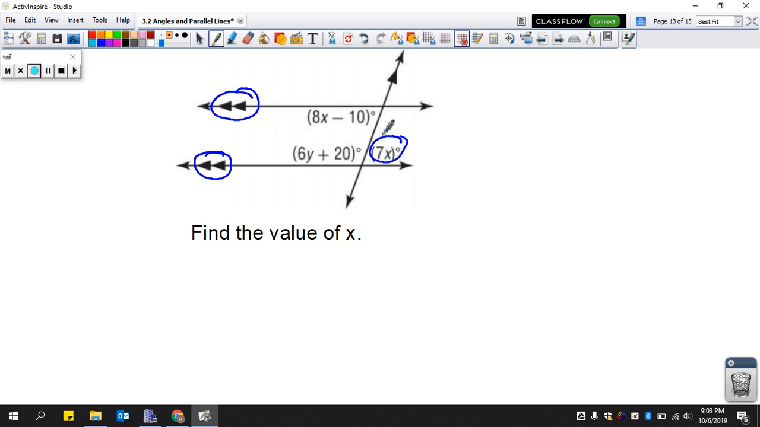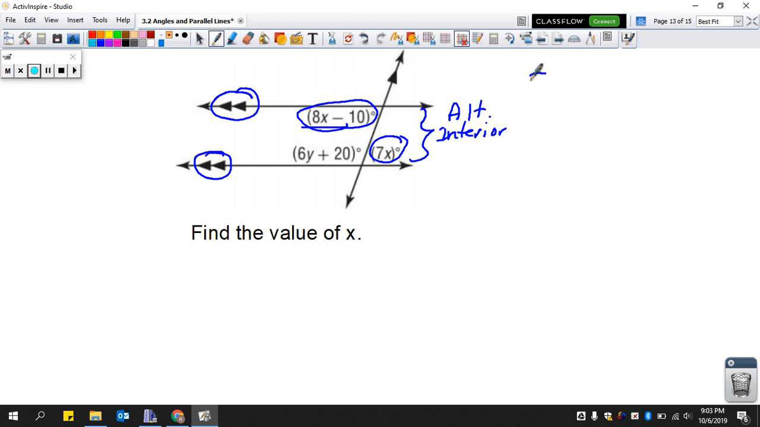So we have a 7x. We have an 8x minus 10. Okay. So we're just going to set those equal to each other because these are interior. They're alternate interior because they're on opposite sides of the transversal. Okay. So they're interior and they're alternate because this is on the left side of the transversal here. This is on the right side.